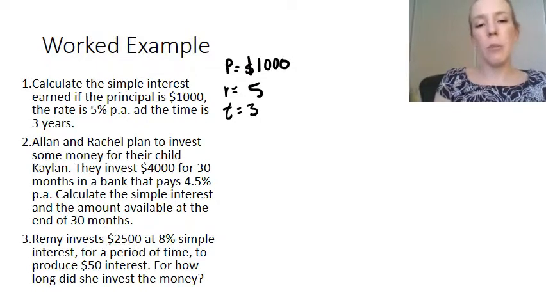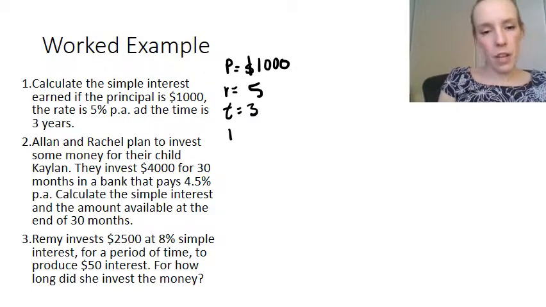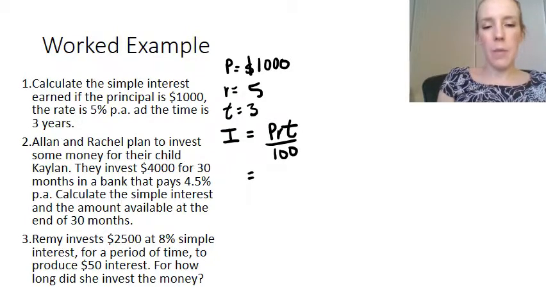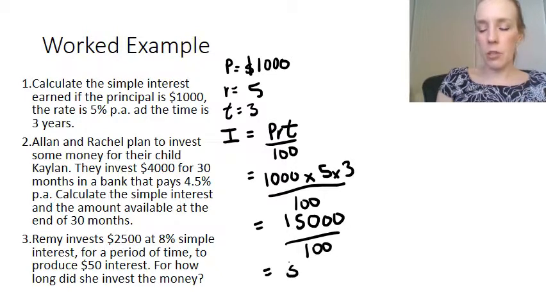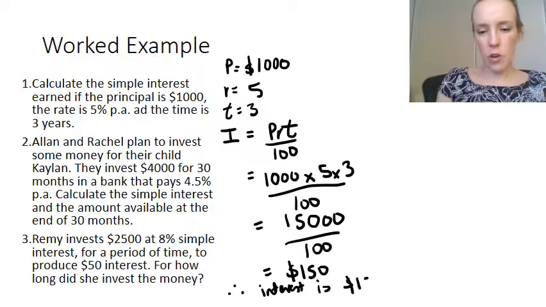So then we've got our variables here, and we're going to put them into our formula. Our interest equals PRT over 100. So that will equal 1,000 times 5 times 3 divided by 100, and that equals 1,500 divided by 100, and therefore our interest will be $150. So therefore, the interest is $150.